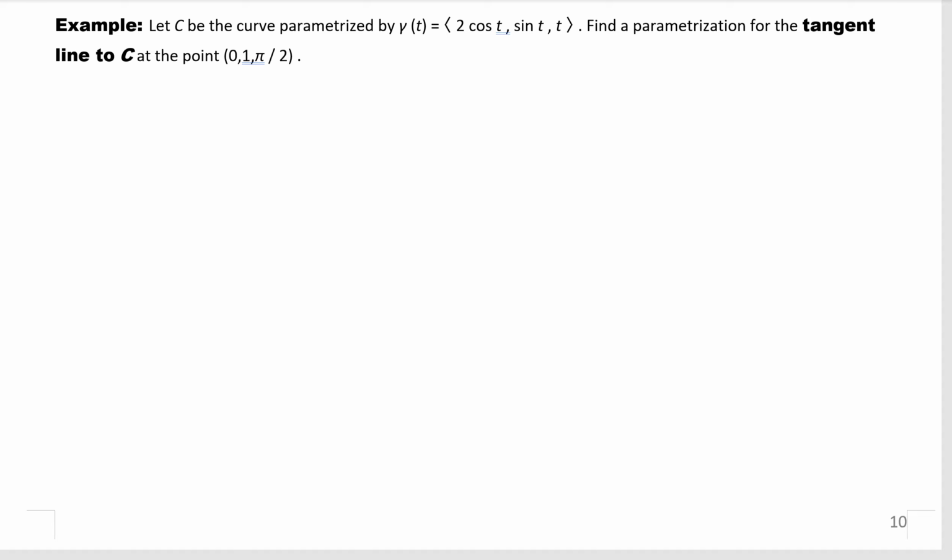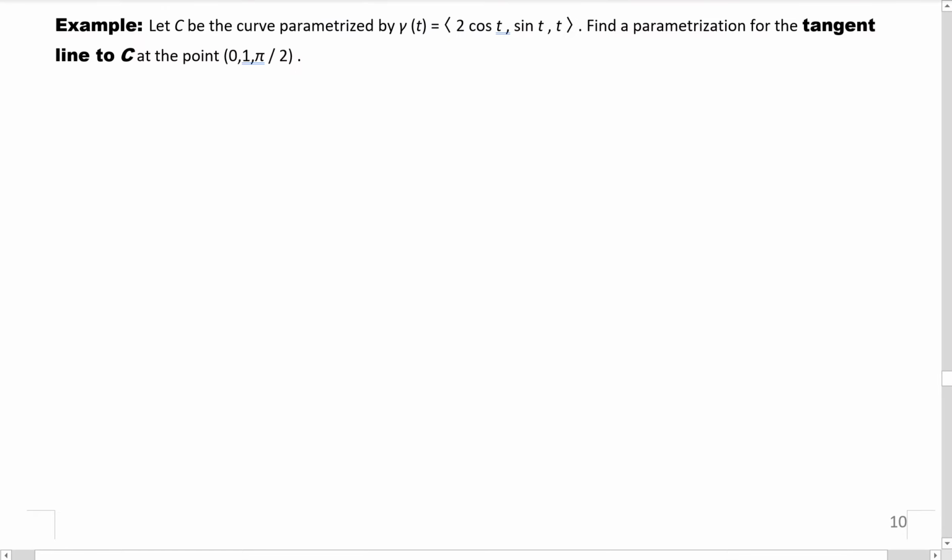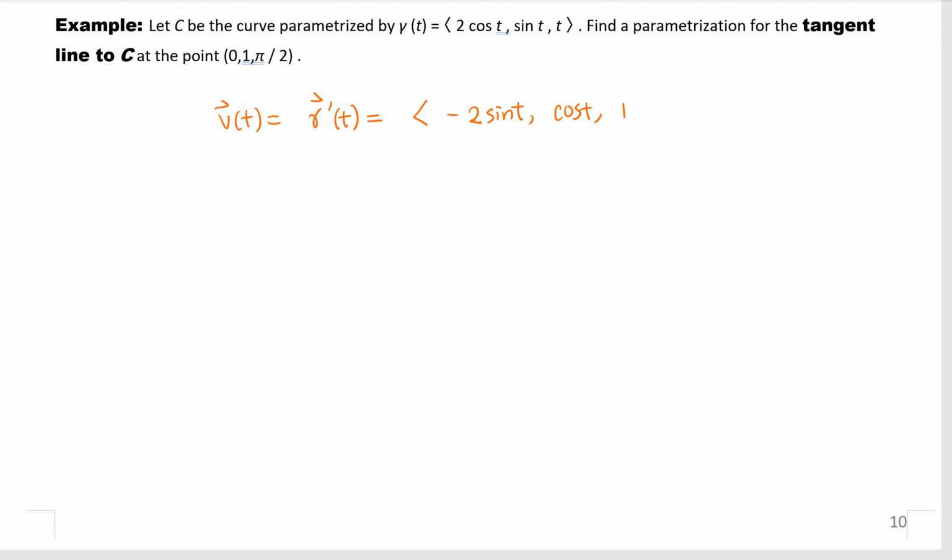Okay, so first of all, we want to find the tangent vector. So what is the tangent vector? The tangent vector is the derivative of the displacement. So v of t equals gamma prime of t. The derivative of 2 cosine t is negative 2 sine t. The derivative of sine t is cosine t. The derivative of t is 1.